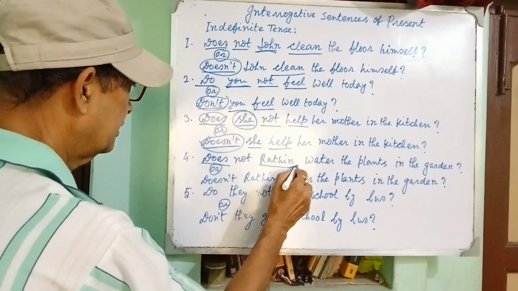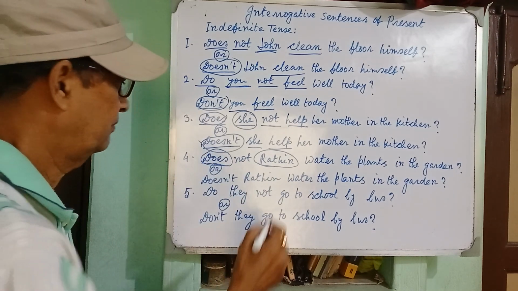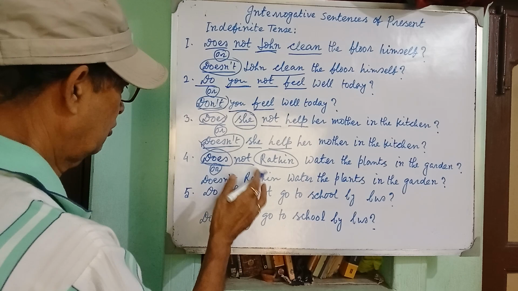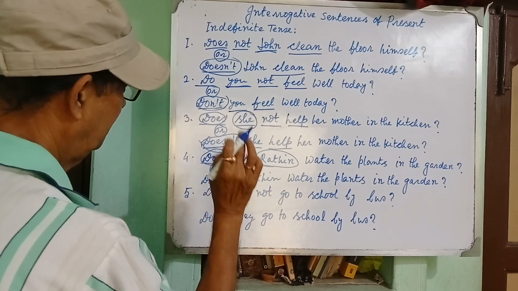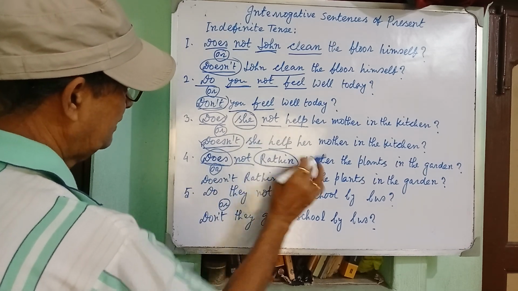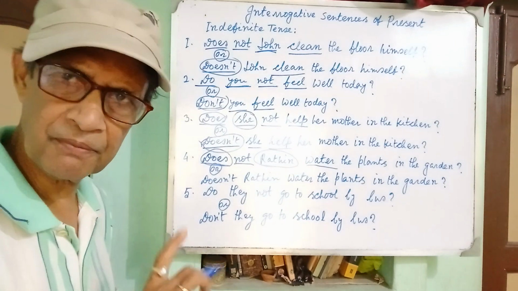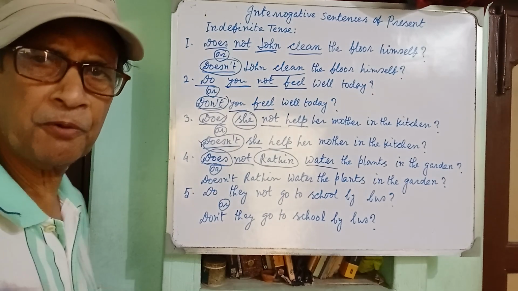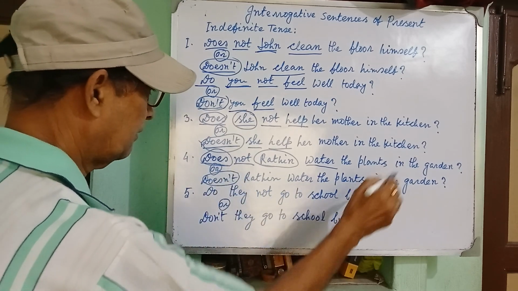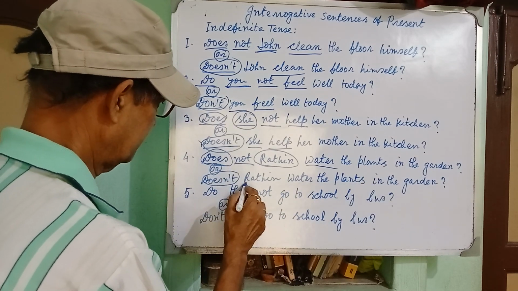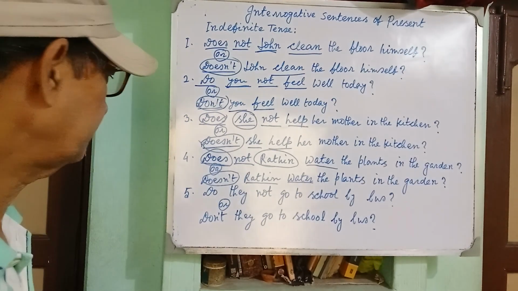Rothin is third person singular number. So does is the auxiliary verb, not is the negative form, does not Rothin. You see that auxiliary verb plus negative form plus subject plus principal verb, water. Here water is the principal verb. Now there is no problem if you use doesn't Rothin water the plants in the garden? Doesn't plus subject Rothin plus finite verb or principal verb water.